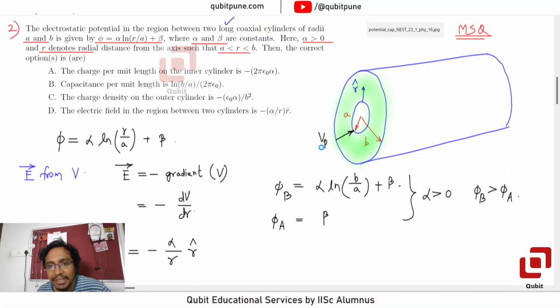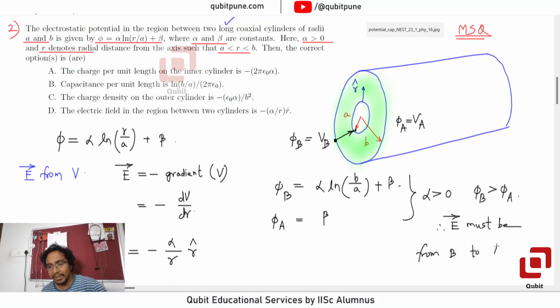If this is VB, yes, sir, it is justified. Why is it justified? It is in the opposite direction, the negative side. Correct. So E bar must be from B to A, hence negative r cap is justified. Raise your hands if you have understood this.